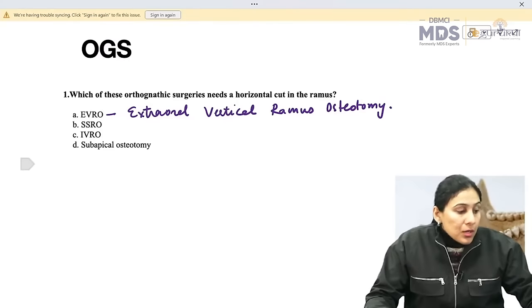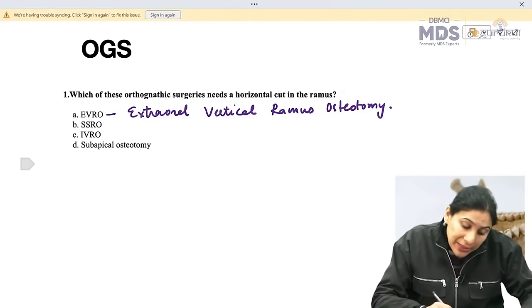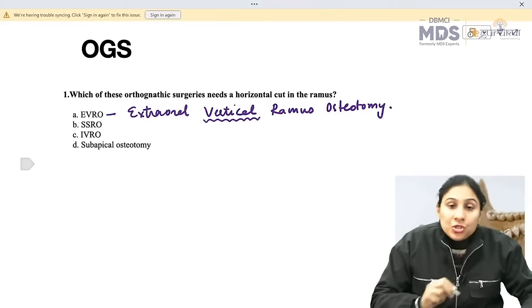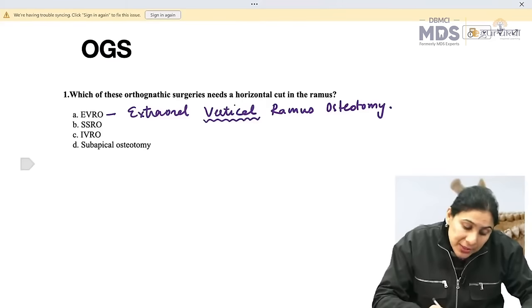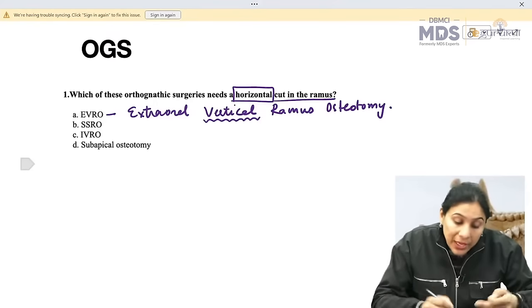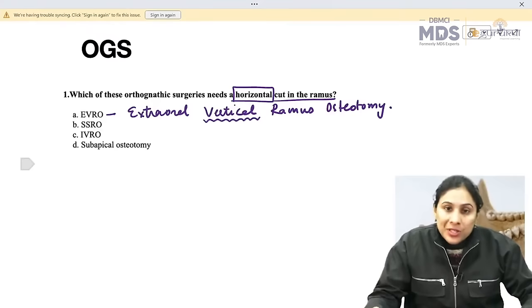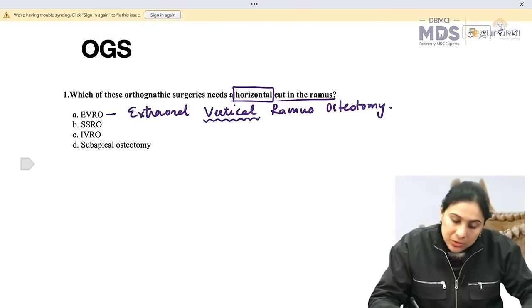The name itself suggests that it's a vertical ramus osteotomy. The question is, which of these surgeries needs a horizontal cut in the ramus? The name is only a vertical ramus osteotomy, so how can it be a horizontal cut? So, this is wrong.